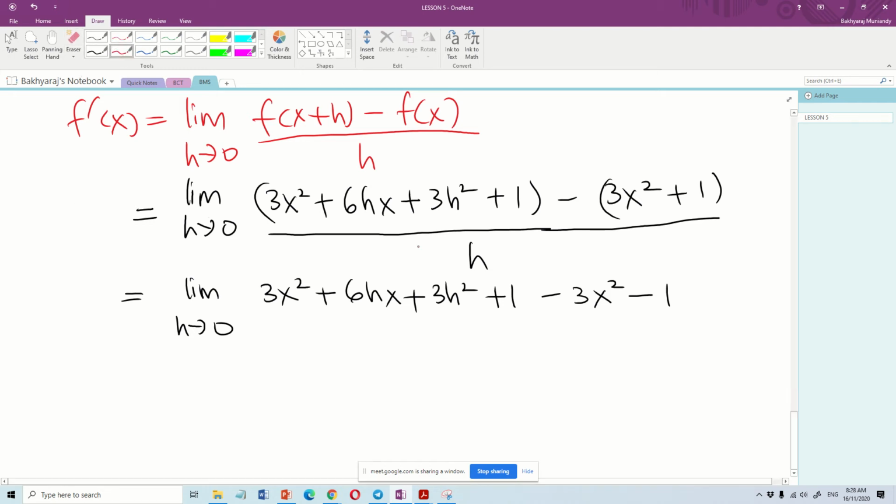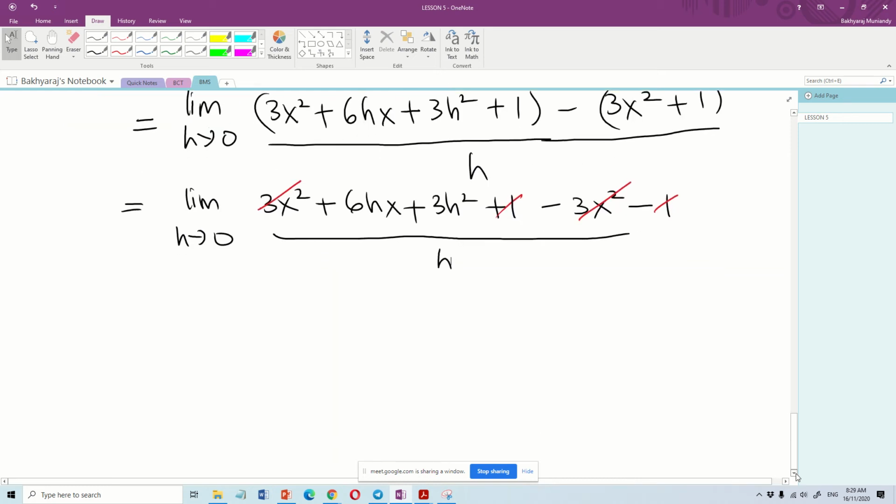Okay, next what we need to cancel? Apa yang kena cancel sekarang? Okay, 1 kena cancel, betul. And then at the same time, correct, 3x square, so ini kena cancel. So divided by h. Once divided by h, then we need to factor or simplify, right? So equal limit h approaches 0, then 6hx plus 3h square divided by h.